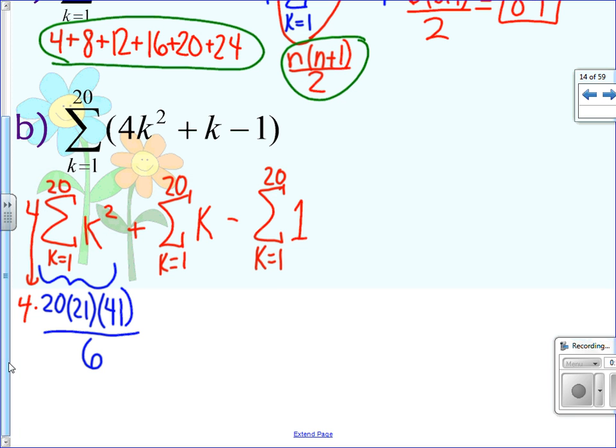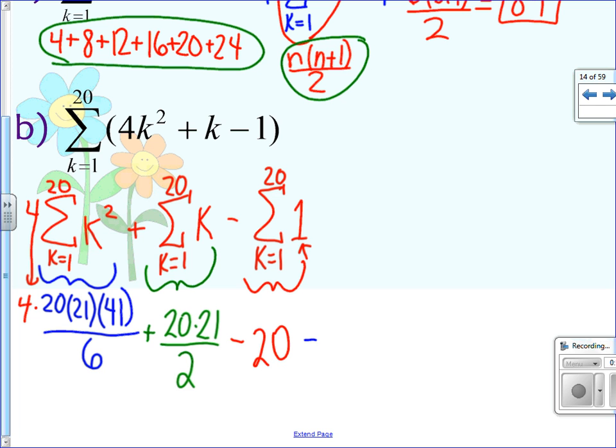Next, I'm going to look up the formula for consecutive integers. And I'm adding consecutive integers 1 through 20. So again, that's n times n plus 1 over 2. So n is 20. N plus 1 is 21 over 2. Lastly, I am subtracting, adding 1 to itself 20 times. That's just subtracting 20.